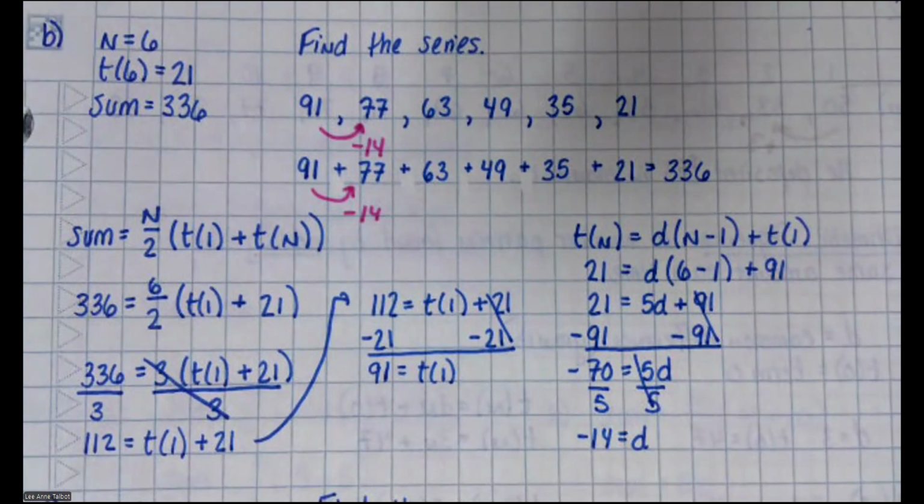Okay, now I have a vocab question before I'm done. The top line, is that a sequence or a series? With the commas. Sequence. Bottom line is the series. Sequence has commas. Series has pluses with an answer.